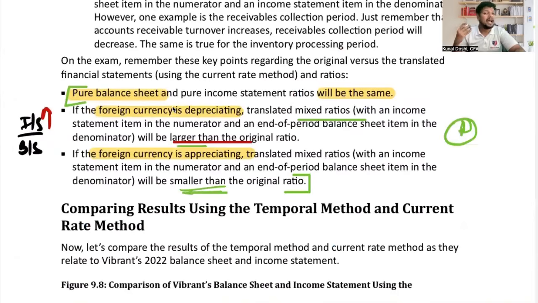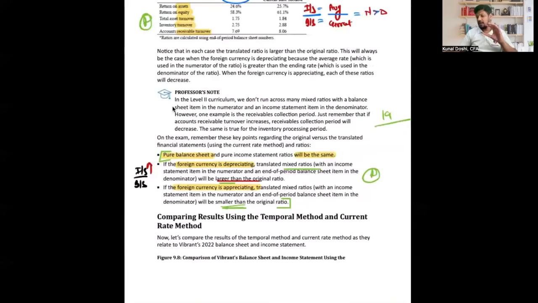This has a very high chance of being tested in the exam. All right. Understood this? Check, check, check. Clear? Okay. This is what we do when we are going from LC to FC to the PC. All right. Very, very high possibility of this being tested in the exam.